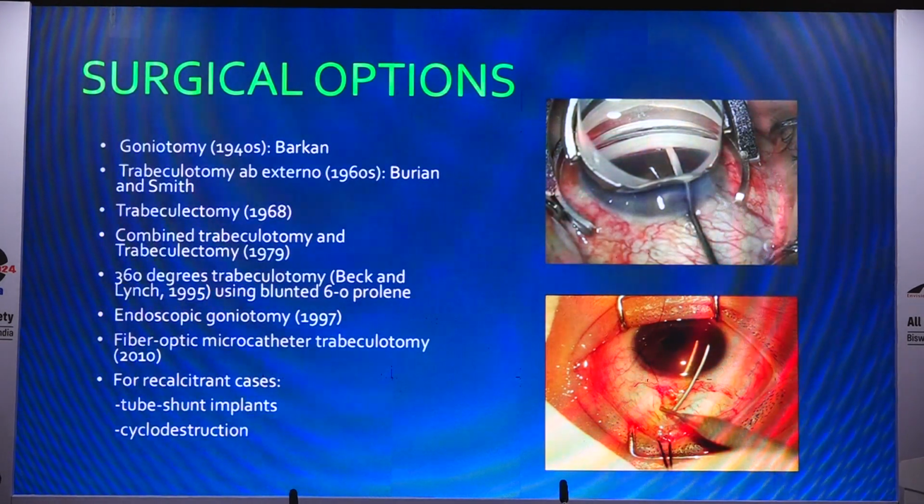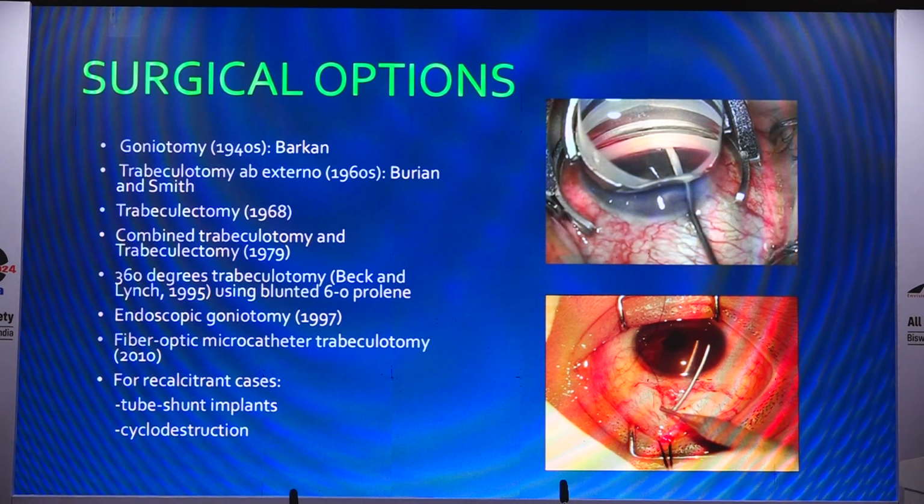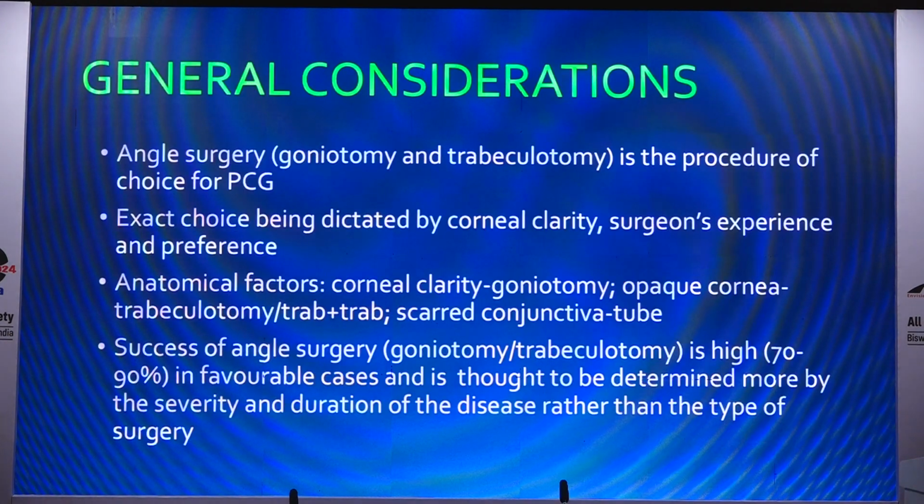So what are the surgical options? There is a plethora of surgical options for congenital glaucoma. It all started with goniotomy, then we have the trabeculotomy ab externo, then trabeculectomy, combined trabeculotomy and trabeculectomy, 360 degrees trabeculotomy using blunted Prolene, endoscopic goniotomy, fiber optic microcatheter trabeculotomy, and for recalcitrant cases we have the tube shunt implants, and we have cyclodestructive procedures.